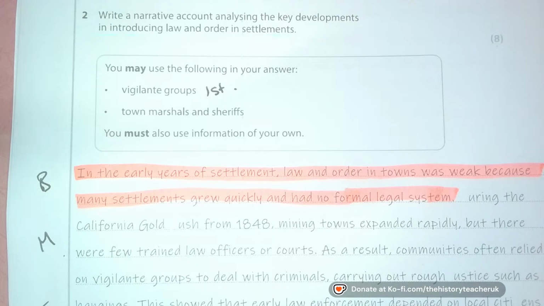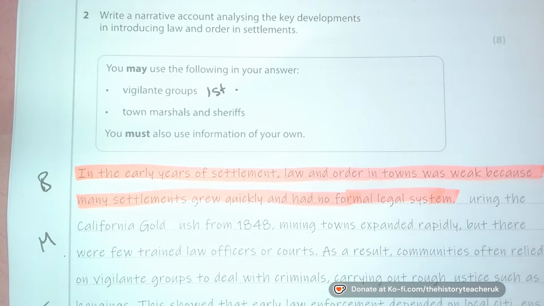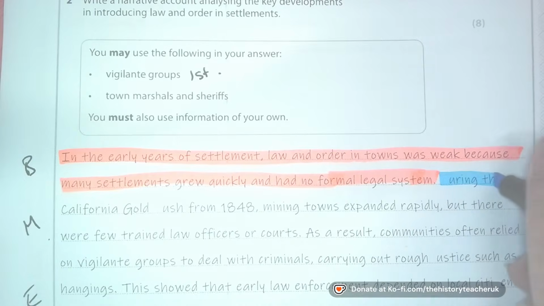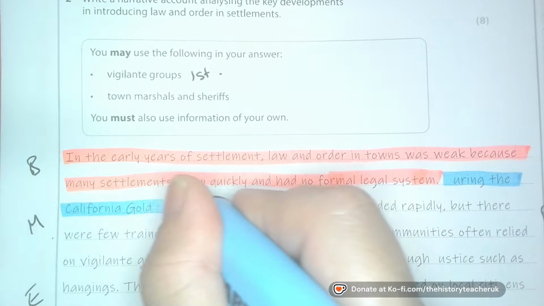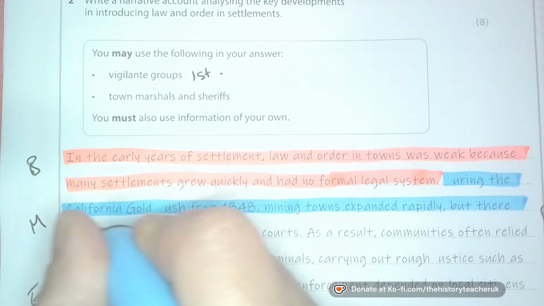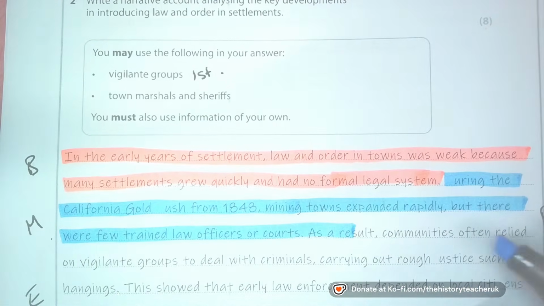Then our middle bit. That's where we start off, that's the beginning: there is no formal legal system. Then things develop a little bit, don't they? During the gold rush, mining towns expand, but there were few trained law officers or courts.